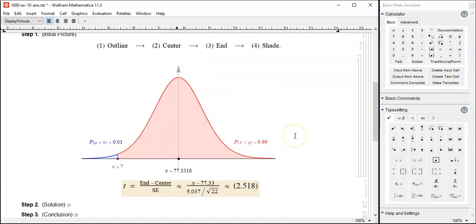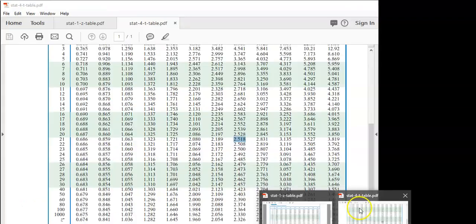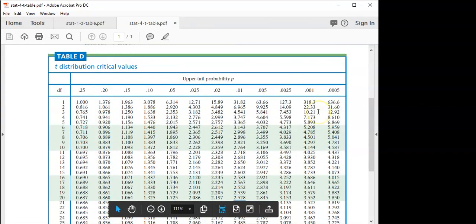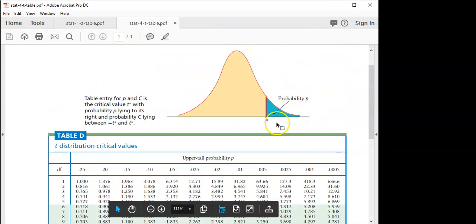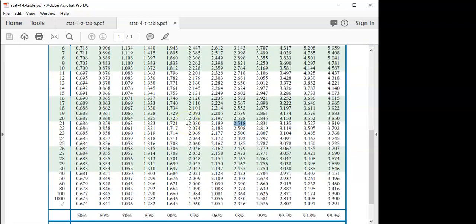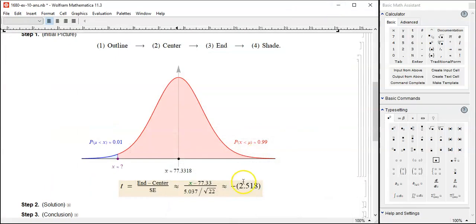And we are nearly done. It's nearly done because this is to the left. So from here, I have to move to the left, right? Left is negative. We need negative. In the t-table, all these are for right-hand side shading. In order to get to the left-hand side shading, you have to change the sign to negative.